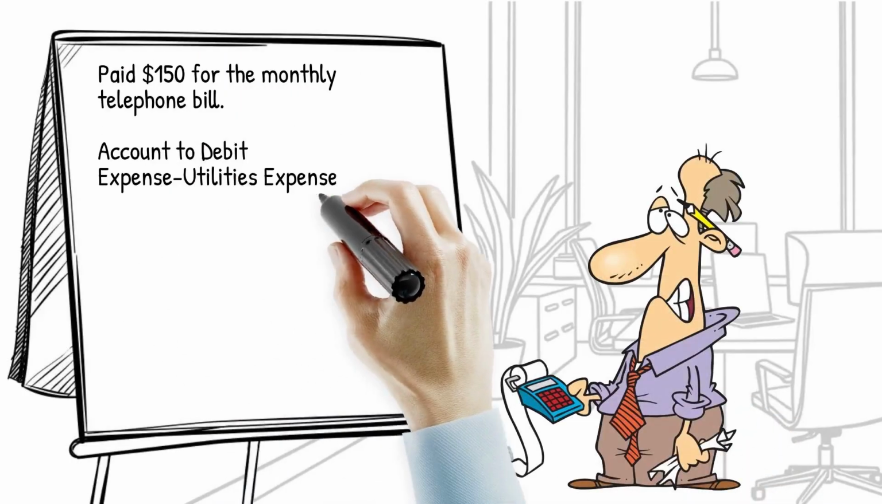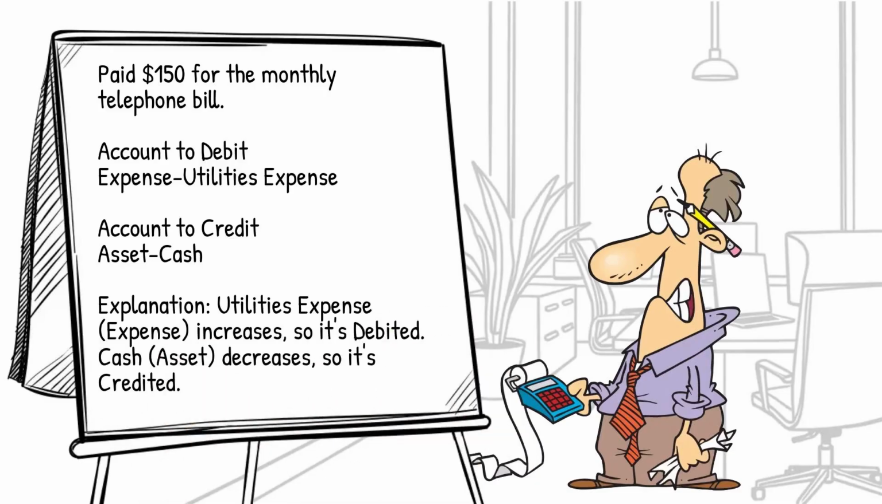Paid $150 for the monthly telephone bill. Account to debit: expense, utilities expense. Account to credit: asset, cash. Explanation: utilities expense increases, so it's debited. Cash asset decreases, so it's credited.